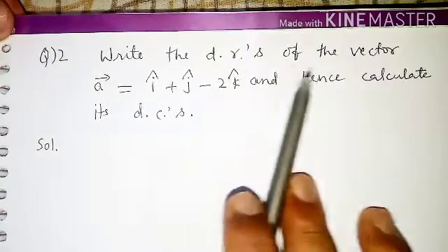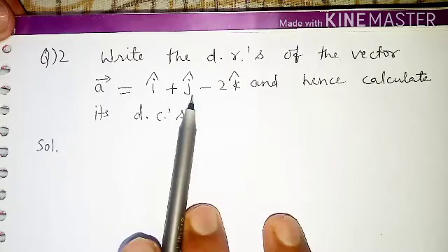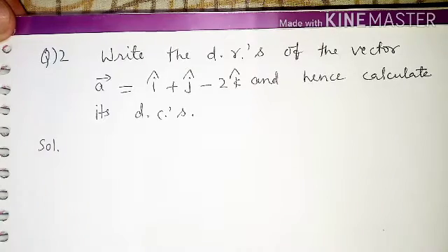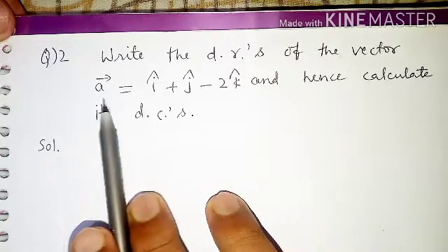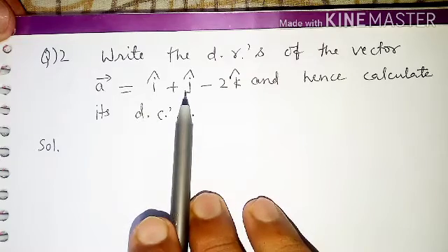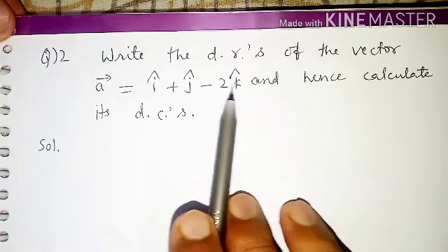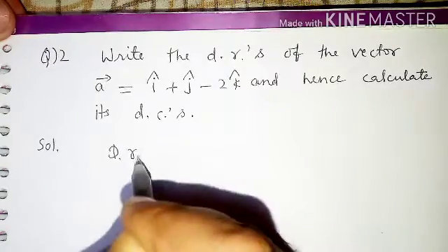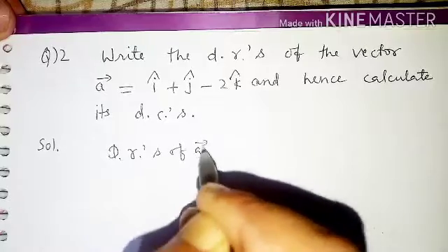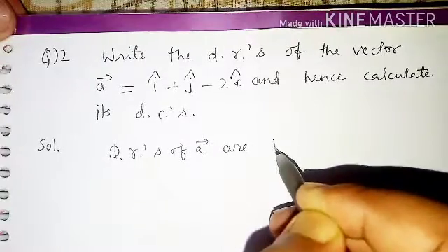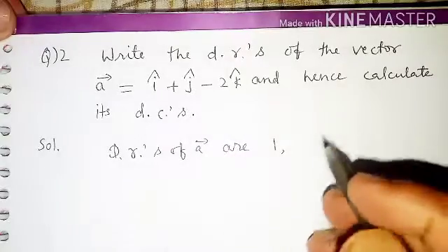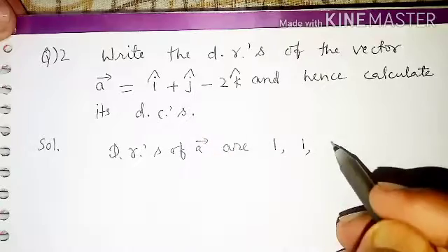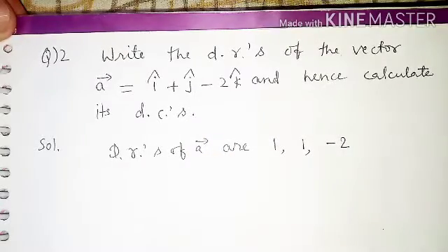Write the direction ratios of the vector A equal to i cap plus j cap minus 2k cap, and hence calculate its direction cosines. We know that in the vector A equal to A1 i cap plus A2 j cap plus A3 k cap, direction ratios are 1, coefficient of i cap, 1, coefficient of j cap, and minus 2, coefficient of k cap.